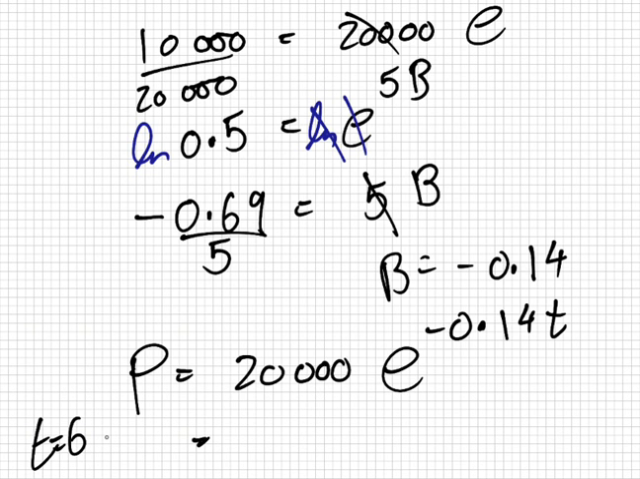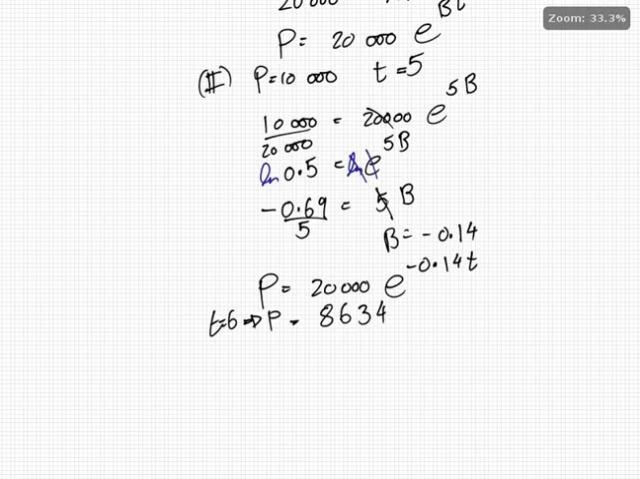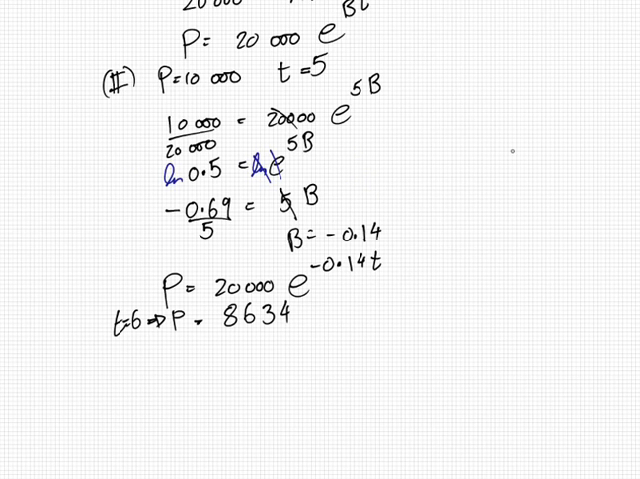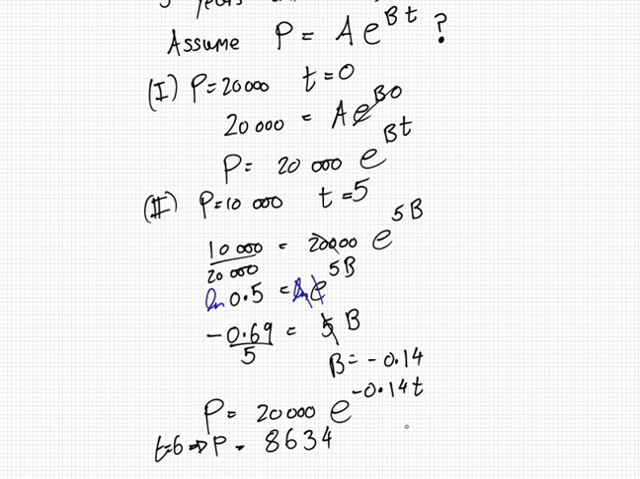So when t is 6, we get a price of 8,634. Yeah? Is that okay? Can you see that? 8,600.